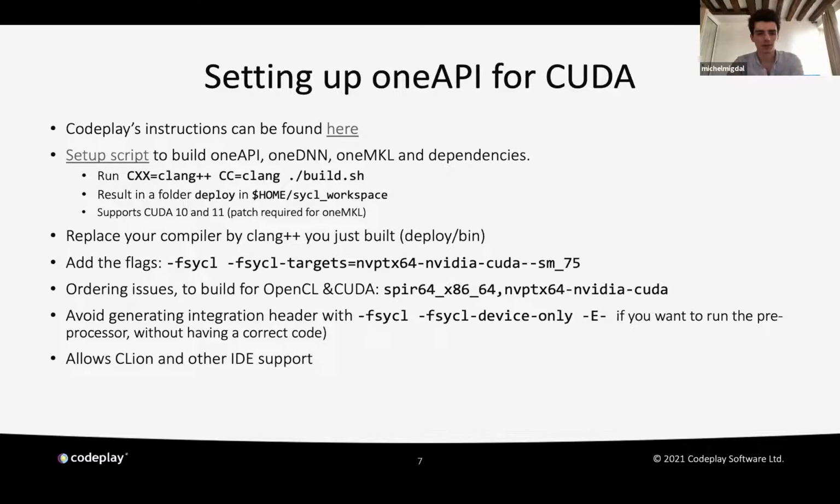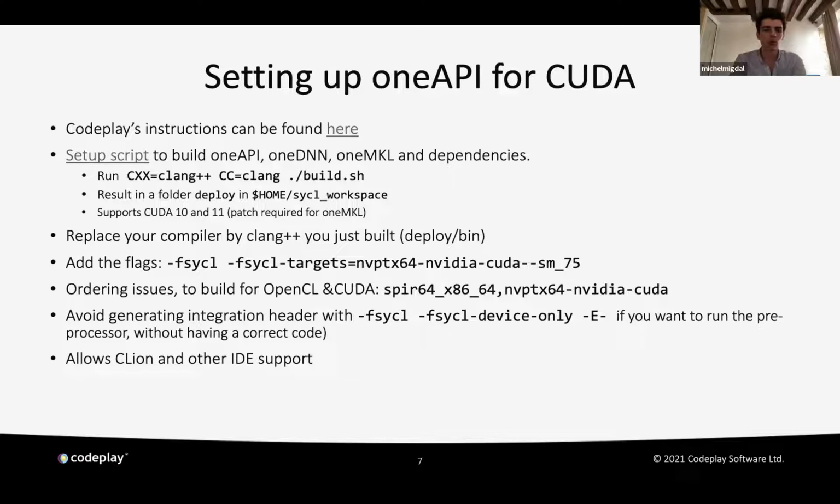Anyway, that's the thing. Then if you port your code, we'll talk about the compatibility tool later. But right now, all you have to do is replace the compiler you are using, like GCC or whatever, by the new LLVM you built, so Clang++. Then you just add the target flag, so SYCL and SYCL target. It should work straight out of the box if you don't have weird makefiles.